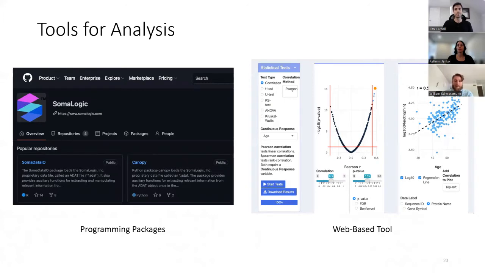Once you have these files, as I mentioned, the data files are text files, so you're able to read them and process them in your standard pipelines. And then we have our own tools for analysis and tools to help make them work with your existing bioinformatics pipelines. We have R and Python programming packages available, which serve as readers. They recognize the ADAT data structure of our SomaLogic data and are able to read it in and create objects in R and Python that are interoperable with other packages.